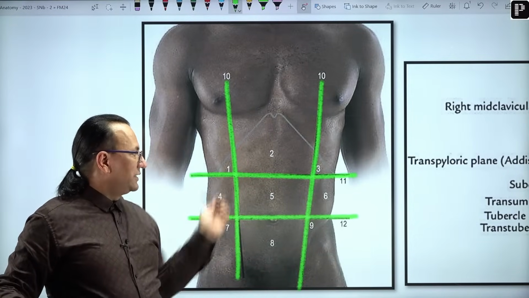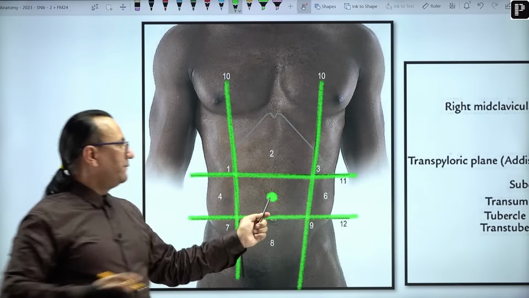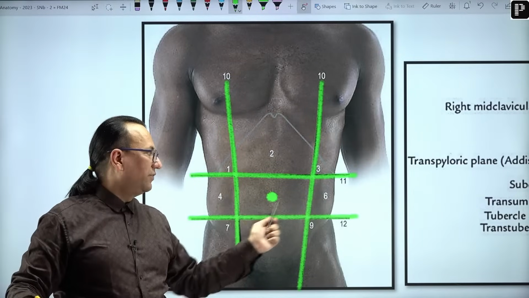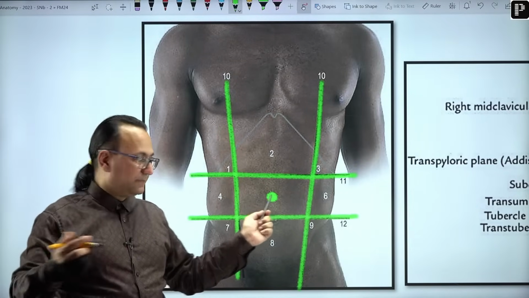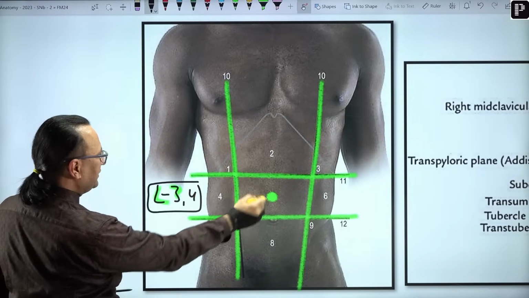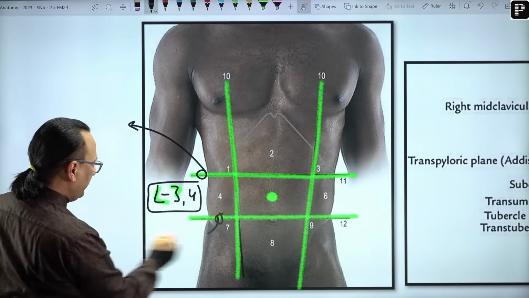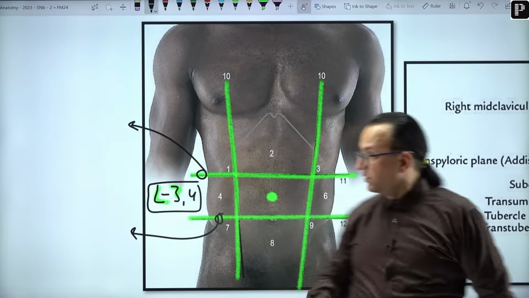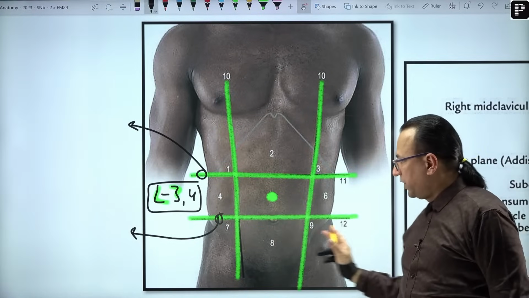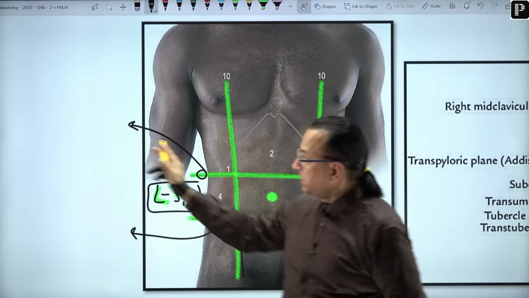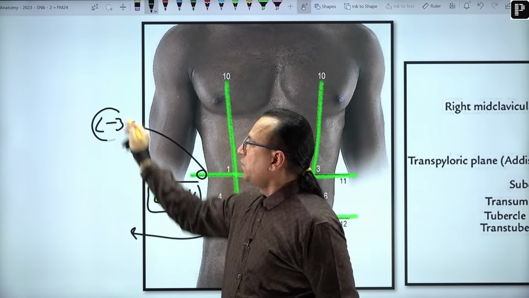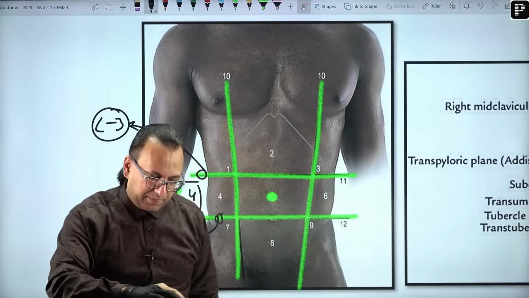creating 9 quadrants. These are the 9 quadrants. This is the umbilicus here. Remember, just behind umbilicus will be L3, L4 vertebra, disc between L3, L4. So if umbilicus is at the disc between L3, L4, you can just understand what will be this level and what will be this level. If this is subcostal plane, it will be higher to this, and if this is the transtubercular plane, it will be lower to this. So that is how you can remember, because umbilicus is L3, 4, you go higher to L3 and go lower, or you can see this diagram here, that will be better.